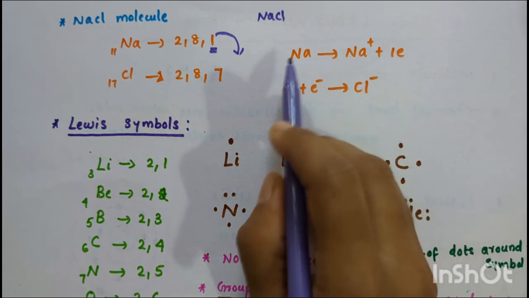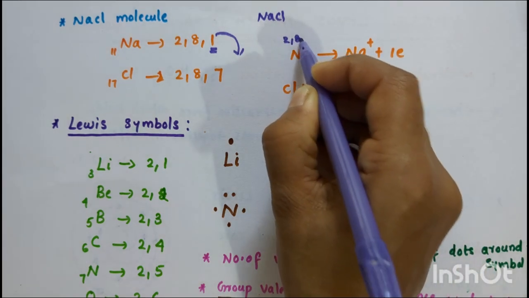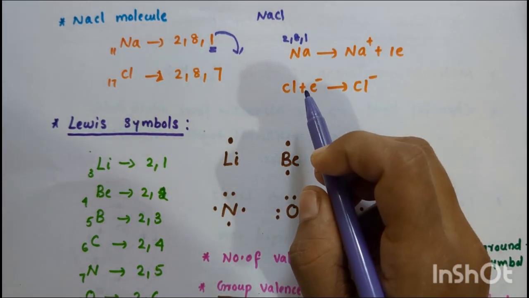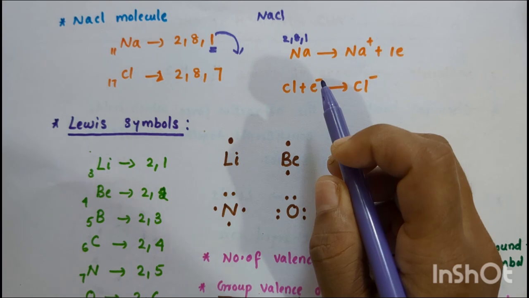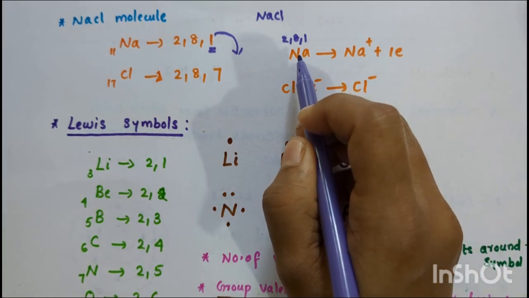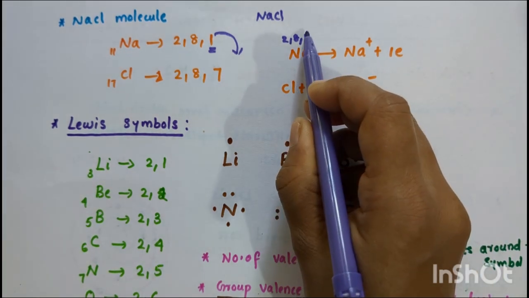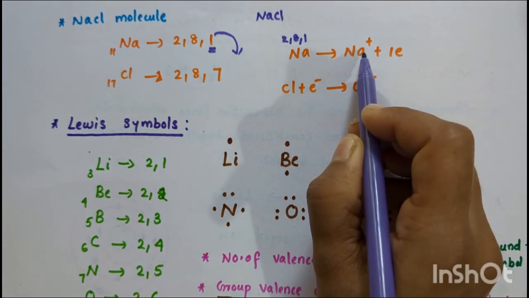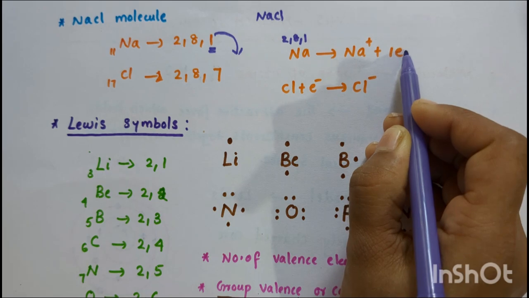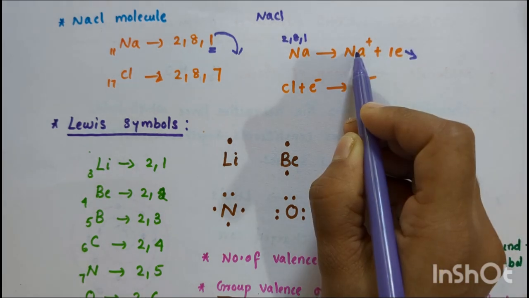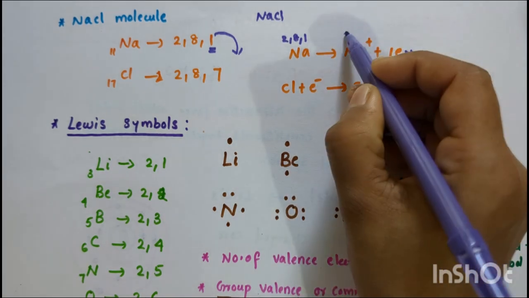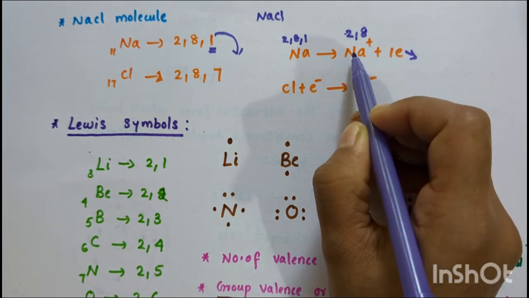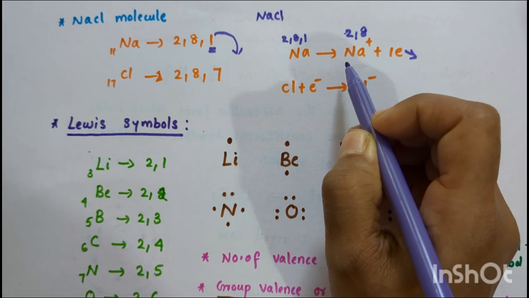Okay, so you see, for sodium, its electronic configuration is 2, 8, 1, which is not a stable configuration. For stable configuration, the outermost shell should have 8 electrons. So it will try to lose this one electron. After losing this one electron, sodium will become Na+. That is, 1 electron is less. Now its electronic configuration is 2, 8 for Na+, and it achieved the stable octet.